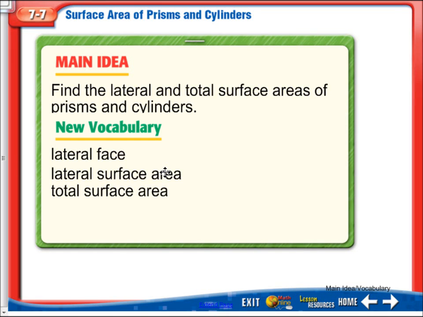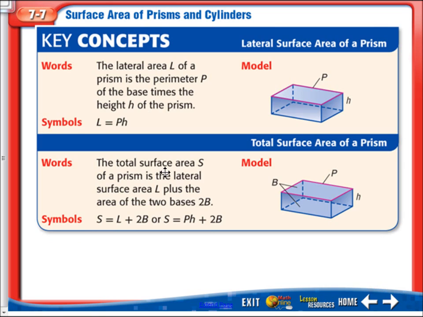Lesson 7-7, we're going to find the lateral and total surface areas of prisms and cylinders. So surface area is kind of referring to like the wrapping paper of a present, or the paint on a wall. We're covering the surface. So let's go ahead and move on here.